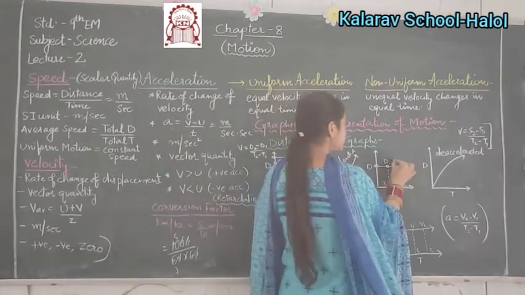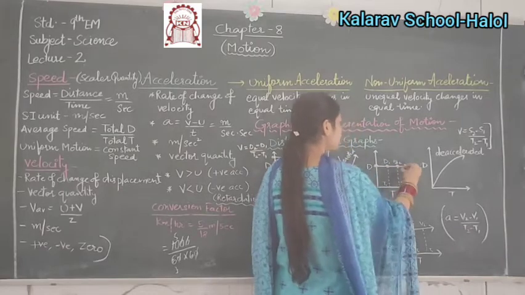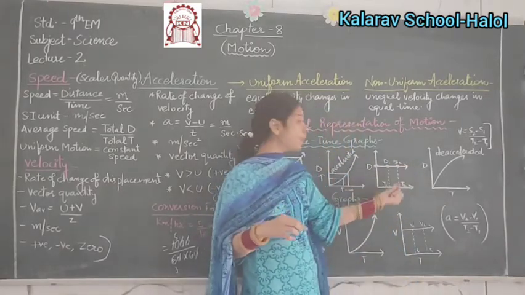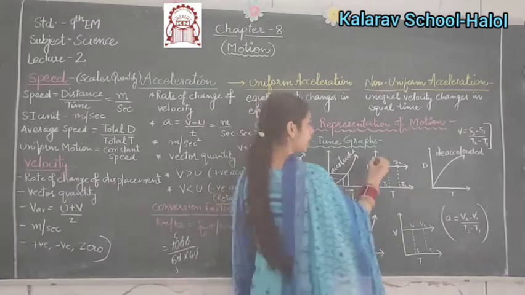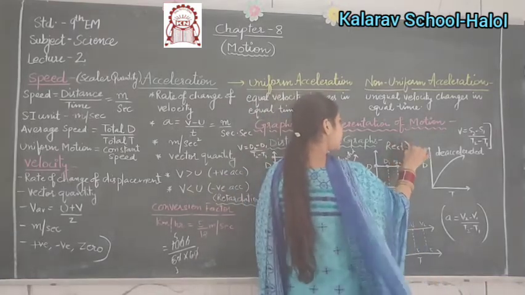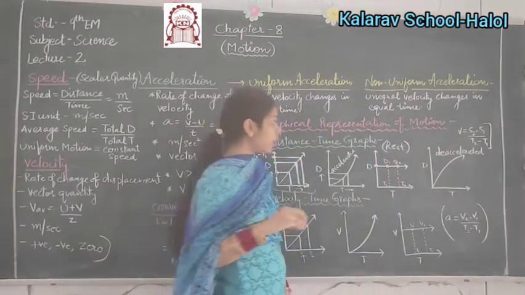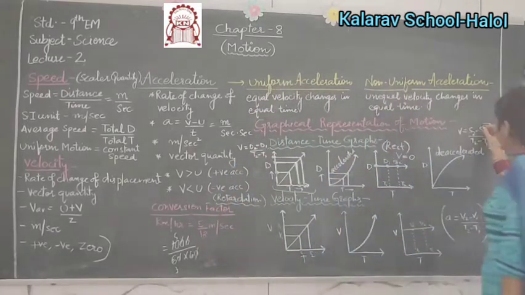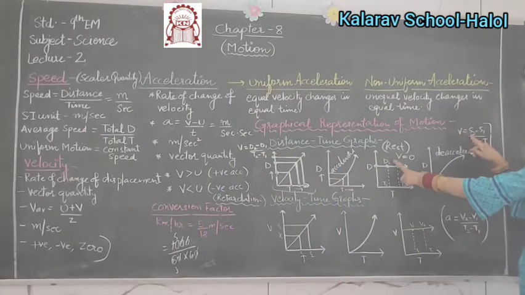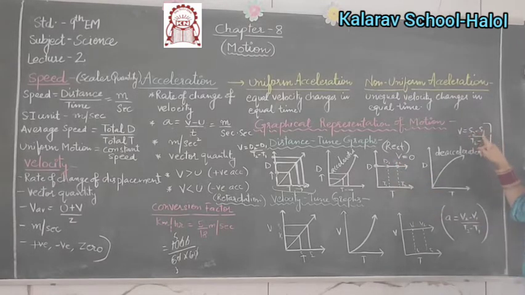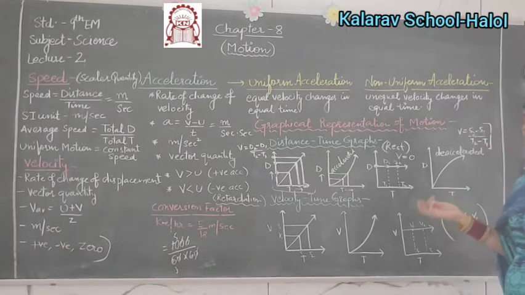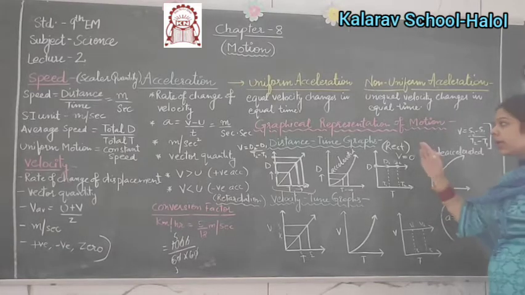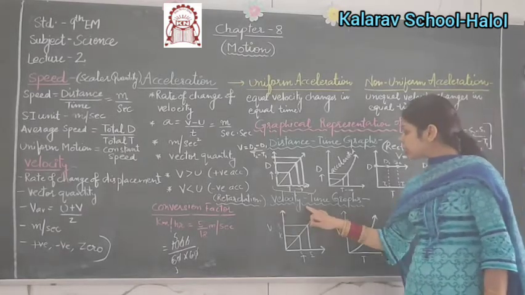But here you can see the body remains at the same position but the time changes. So we can say that the body is at rest. So here velocity is 0. Why is velocity 0? Because here you can see both distances are the same. If d1 minus d2 is the same, then it is 0 by d. So 0 by d means v equals 0. So here it is the distance time graph. Next is the velocity time graph.